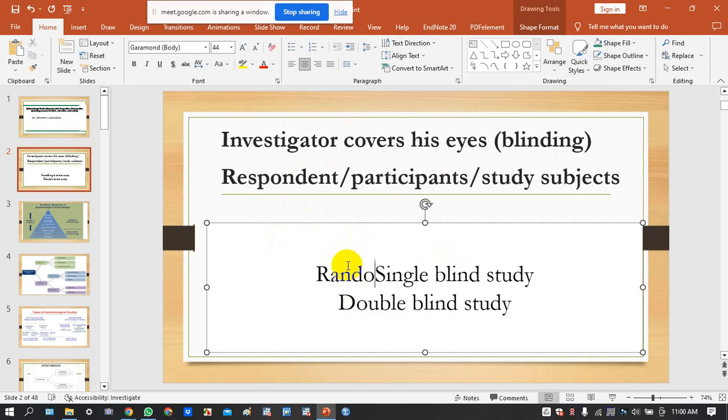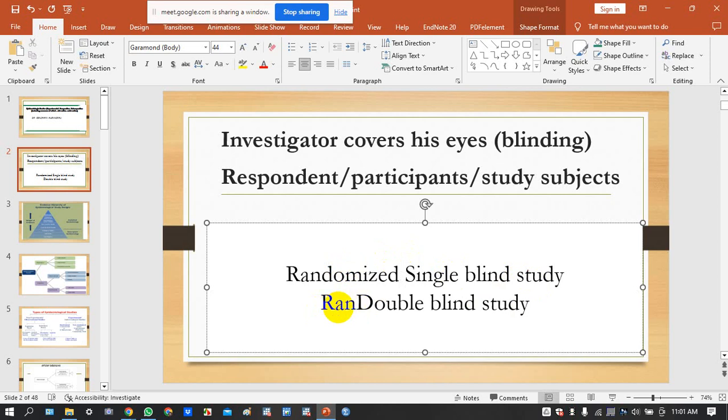So in the end we have what? Randomized means that you are assigning whatever test or whatever investigation you are doing, and you are not being biased. You just come and distribute at random. So we have the randomized single blind study. Then we also have the randomized double blind study. Double blind means that the investigator does not know the subjects he is dealing with.